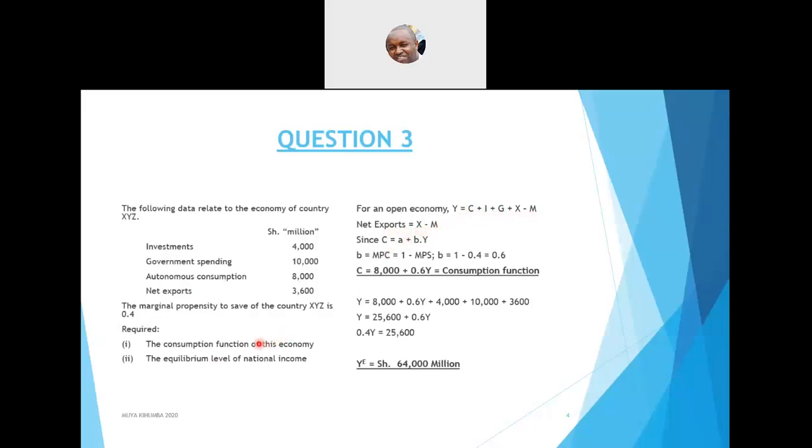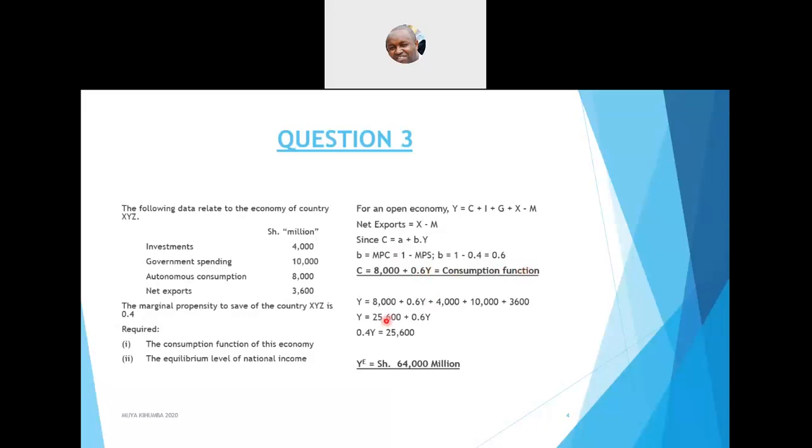The first question required us to compute the consumption function, which is a linear function, C is equal to a plus bY. We've been given a, autonomous consumption. We do not have b because what they give us is the marginal propensity to save. And we said marginal propensity to consume is 1 minus marginal propensity to save, which is 1 minus 0.4, which should give us 0.6. And therefore, our consumption function is 8,000, the autonomous consumption, plus 0.6Y, which is induced consumption. This is our consumption function.